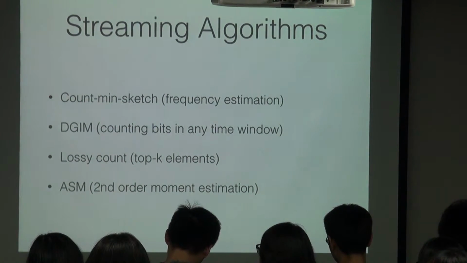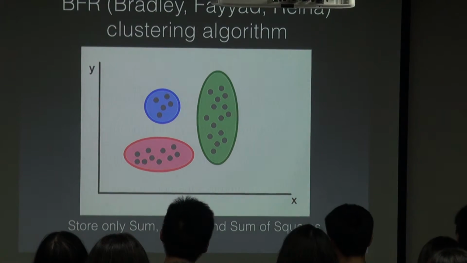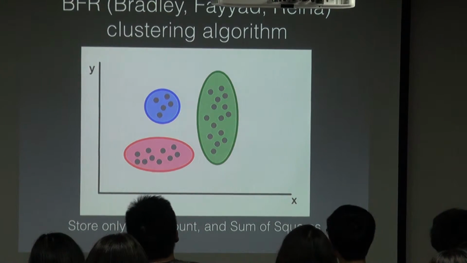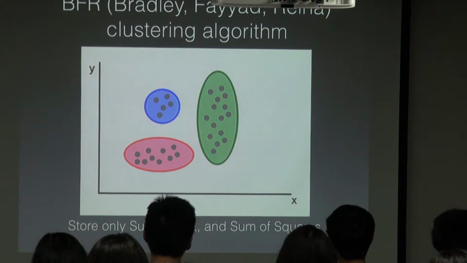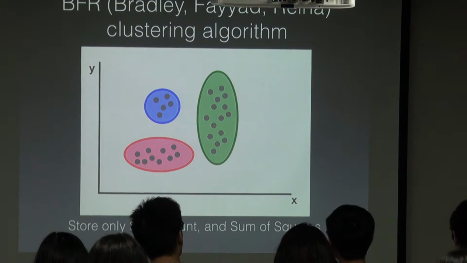And there's a particular one that I think everyone will love. That is called BFR. Again, it's three authors' names. What it is, is a clustering algorithm that can be done in a streaming fashion. So imagine you have a very high dimensional space, and you make an assumption that each of the clusters you want to estimate is pretty much like a small ball.